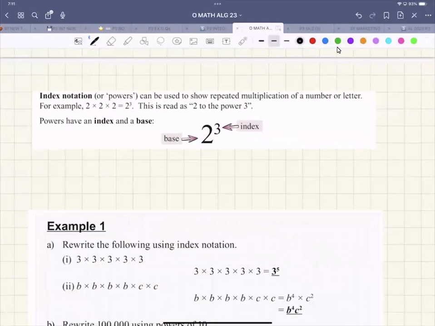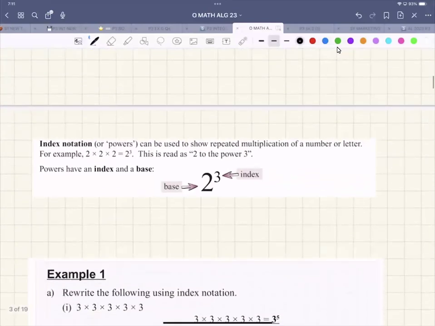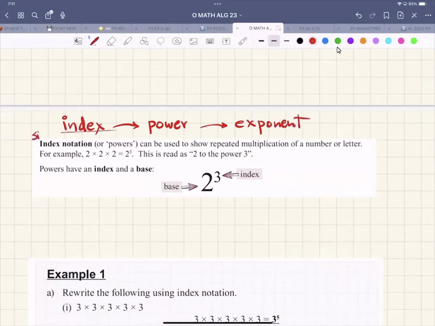Now when we use the term indices, first of all, index, this is the word that we use for power, also known as exponent. An index is basically for a single term. It is a singular word. And when we use the word indices, that is the plural that we use.